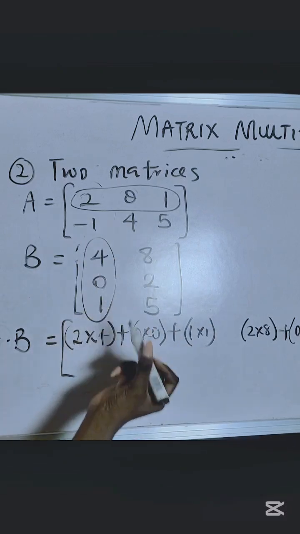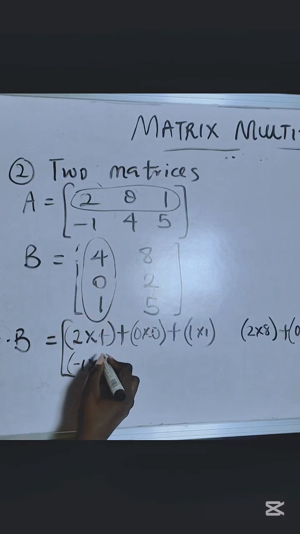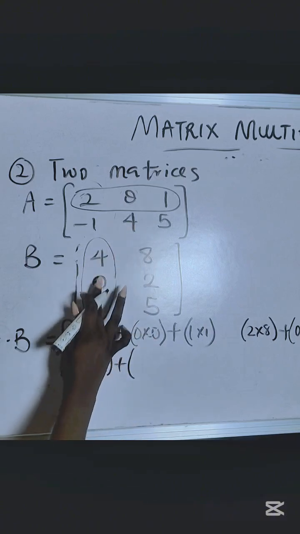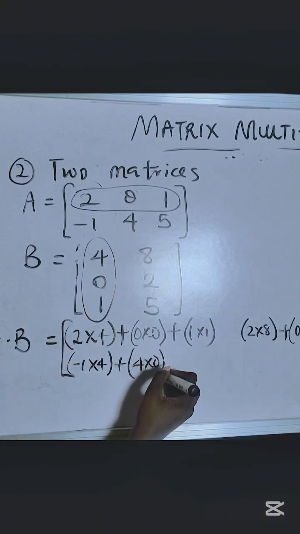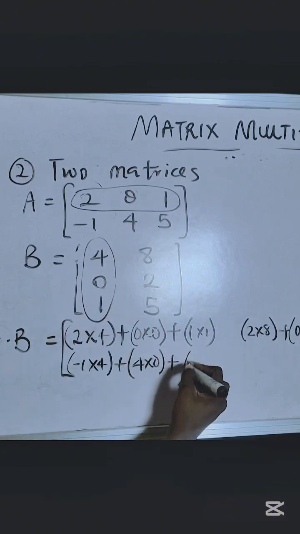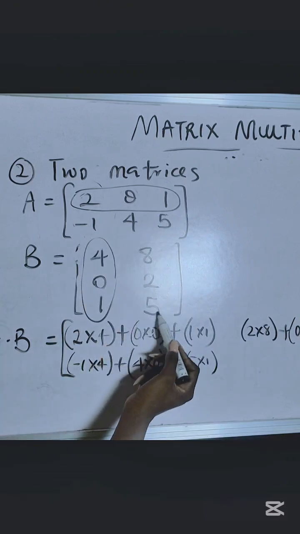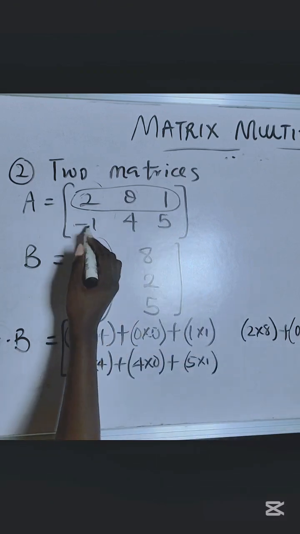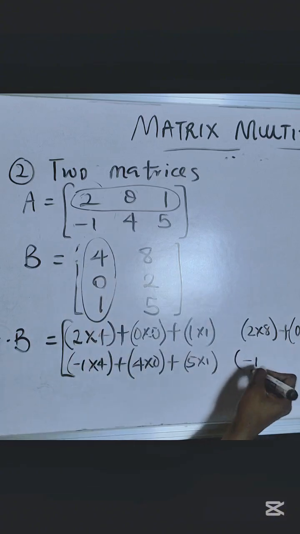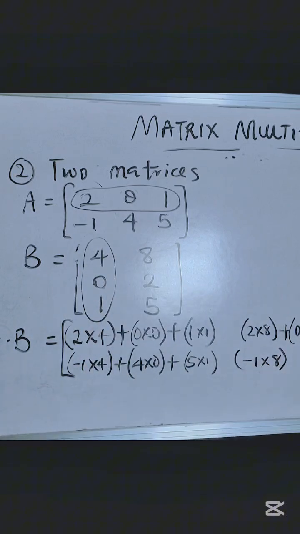So minus 1 times 4 plus 4 times 0 plus 5 times 1. Use the same row to multiply the second column here. So minus 1 times 8, and you continue like that, right?